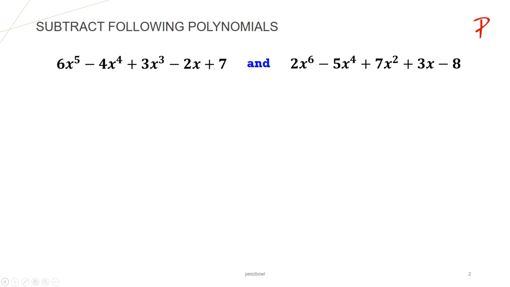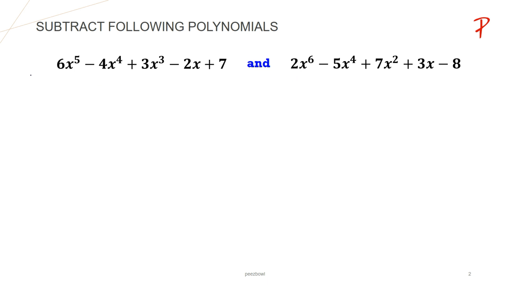Hi, in this example we are going to learn how to subtract two polynomials. The first is 6x to the power 5 minus 4x to the power 4 plus 3x cube minus 2x plus 7, right? And in the second polynomial we have 2x to the power 6 minus 5x to the power 4 plus 7x square plus 3x minus 8. Okay, so we need to subtract this second polynomial from the first polynomial.